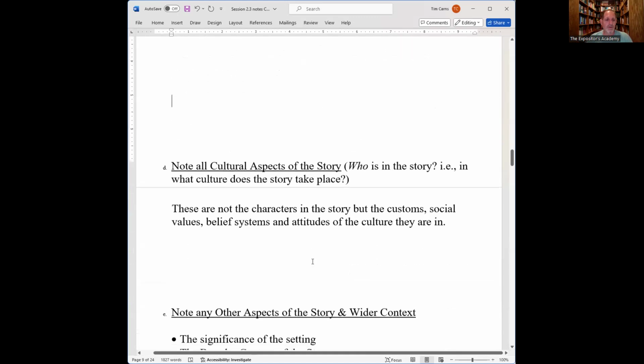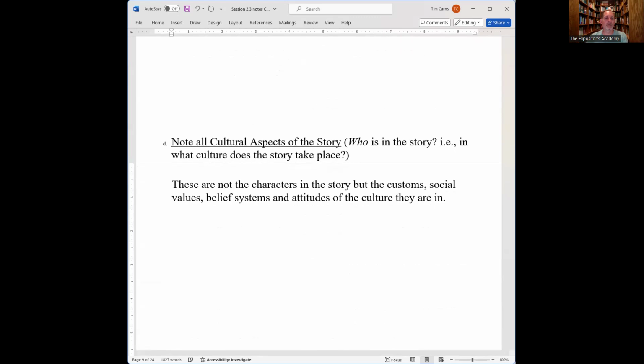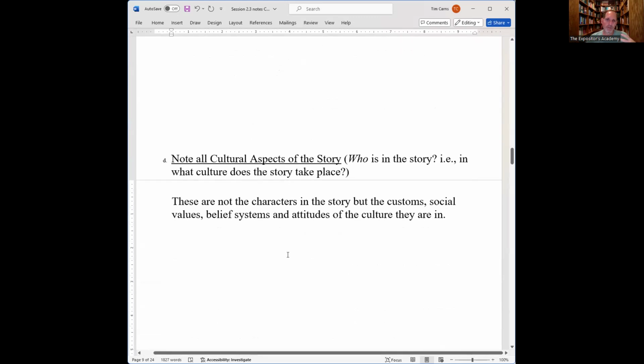Okay? And then once we understand and identify the where and the when of the story, we want to identify the culture that the story takes place in. Who is in the story? I don't mean the characters necessarily, but what culture are the characters in? If we're looking at the book of Jonah, we're going to be interested in not only the culture of the people of Israel in Jonah's day, but also the culture of the Ninevites. What do we know about that culture? What were their religious practices? What do we know about them as a people?